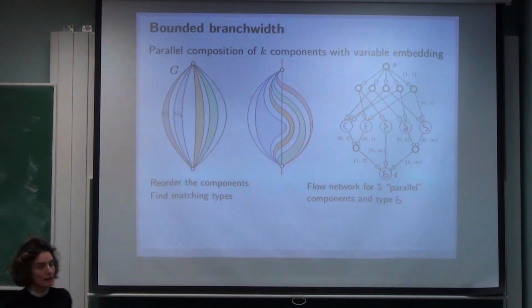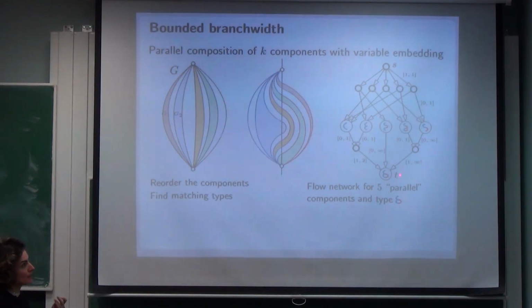So in order to decide whether there exists an assignment of types to the components, so they already have types, and an ordering of them which realize the particular type, we create this flow network. And the flow network is composed as follows. It has a source and a sink. The source is connected to 5 nodes. Here the 5 nodes exactly correspond to the 5 parallel components. So we have as many nodes in this network as the components here.